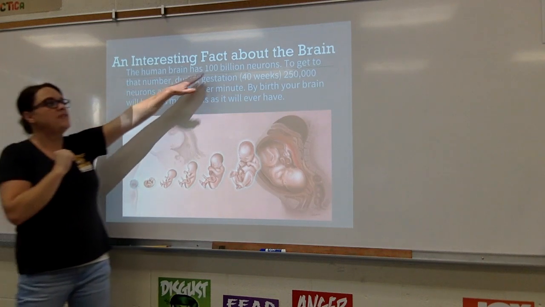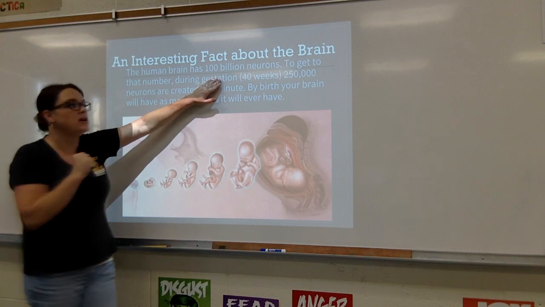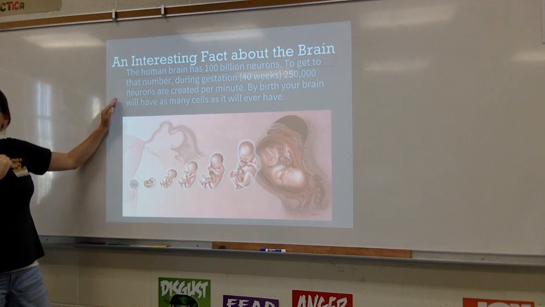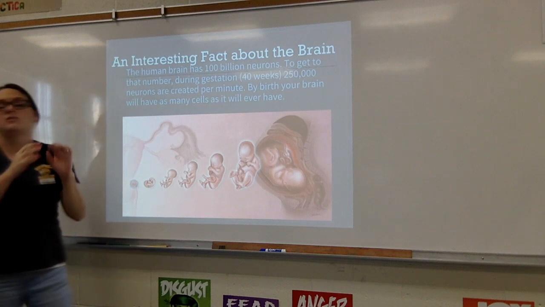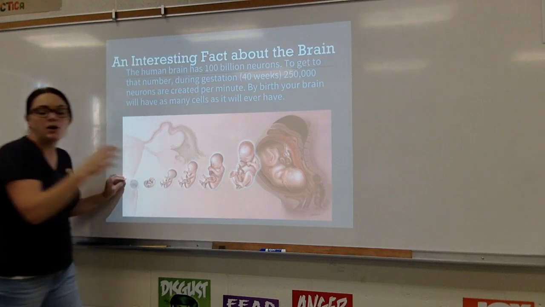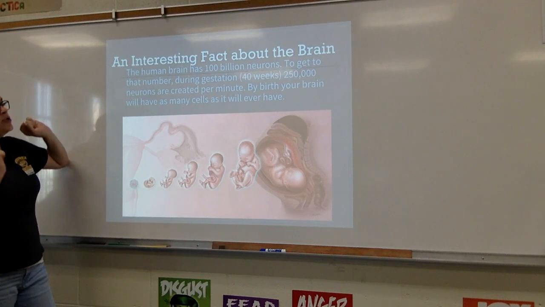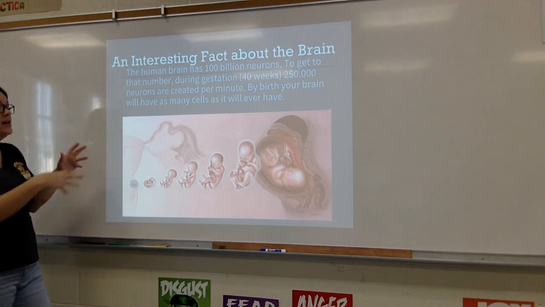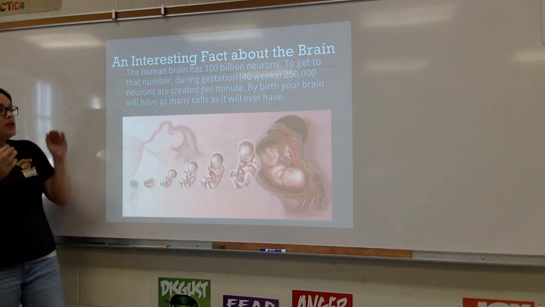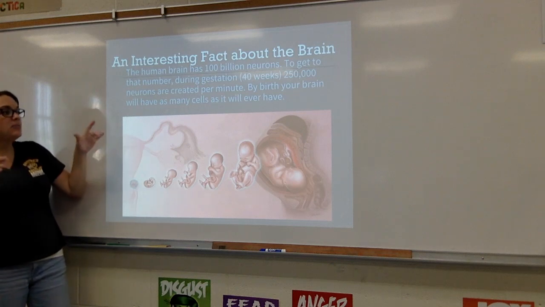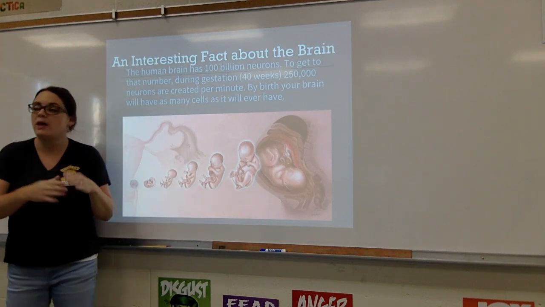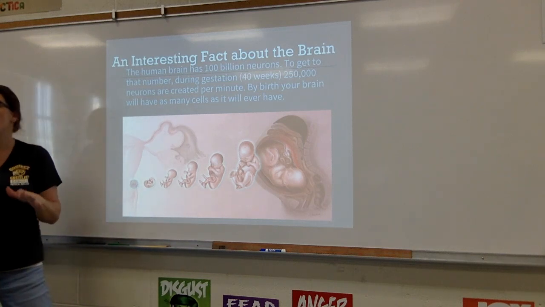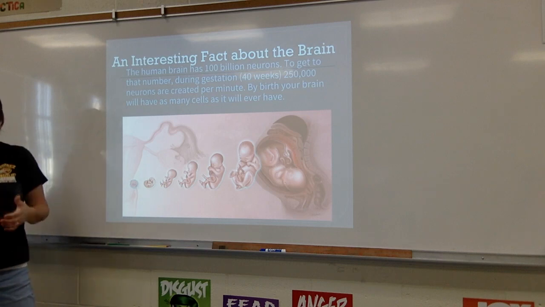Good. So you have 100 billion of those neurons, and you don't have to write this down. This is just background information. To get to that number during gestation, which is the time that the baby develops in the mom's womb, you develop 250,000 neurons every minute. So that's a lot of brain activity. And what we know as of right now is in the brain, you will have as many cells as you will ever have. So you will lose brain cells, but what we know of brain cells right now is that you're not going to develop any more of them.